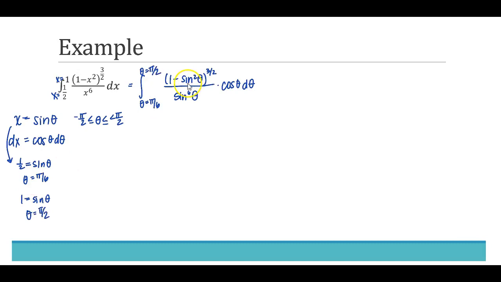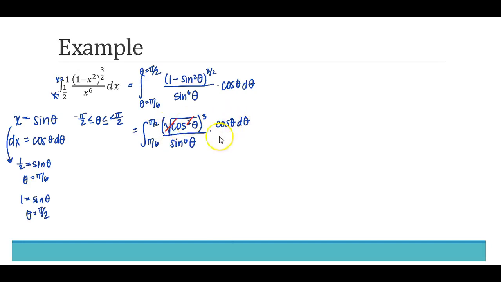So now we can go ahead and move forward. We have 1 minus sine squared theta, that's cosine squared theta. So we have the integral from pi over 6 to pi over 2 of cosine squared theta, and this is raised to the 3/2, but what I'm going to do is rewrite it as the square root, and then all cubed, over sine theta all to the 6th power, times cosine theta d theta, just so that I can see how the square root and the square are going to cancel.